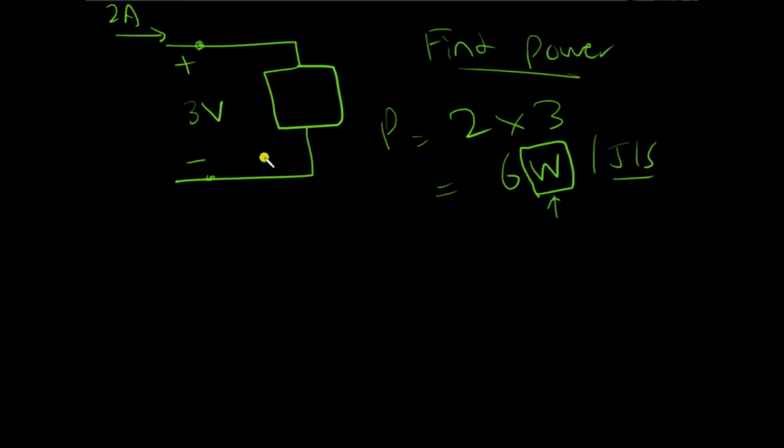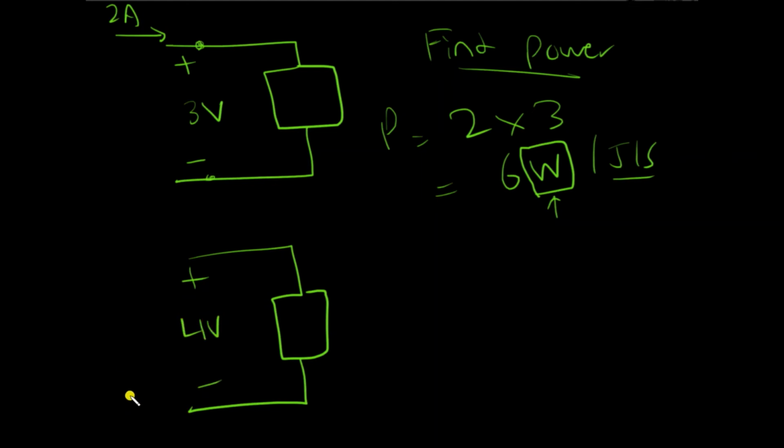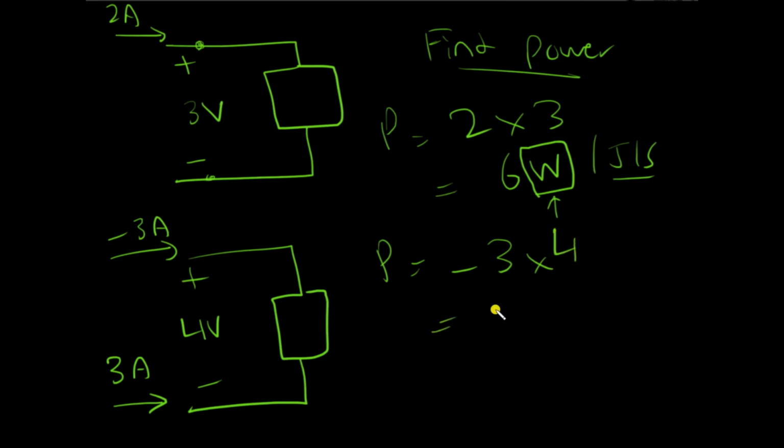I'll change this example a bit. Let's assume it's exactly the same circuit, and there is a potential difference of 4 volts, but this time the current is entering through here, and that is a 3 amps current. Now we need the current entering through the positive side, but this is the current entering the negative side. As I told you in the last video too, if you want to reverse the direction of the current, you just add a negative sign. So there would be a minus 3 amps current entering this side. So I can say minus 3 times the potential difference, which is 4. So minus 12 watts.